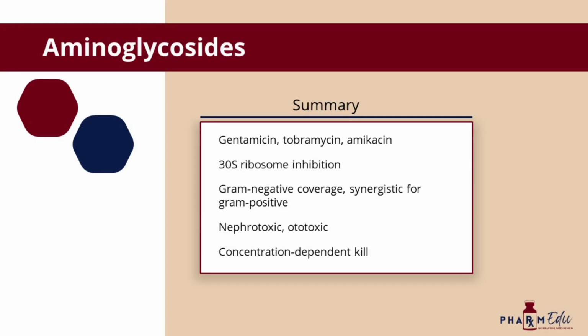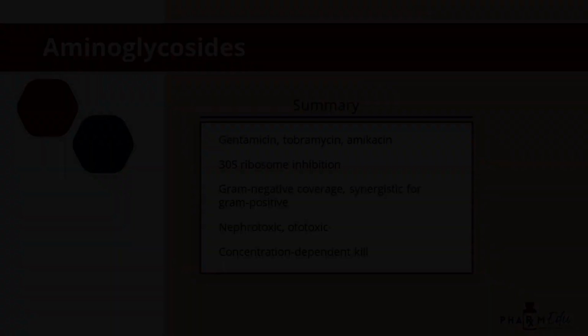So to quickly review aminoglycosides, they are Gentamicin, Tobramycin, and Amikacin. They bind to the 30S ribosome to inhibit bacterial protein synthesis. They mainly have gram-negative coverage, but they can be used in synergy with other gram-positive agents to cover gram-positive bacteria. They can cause nephrotoxicity and ototoxicity, and they are concentration-dependent kill.